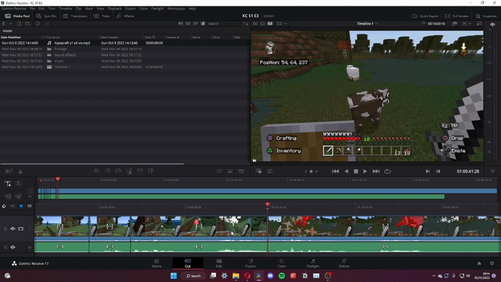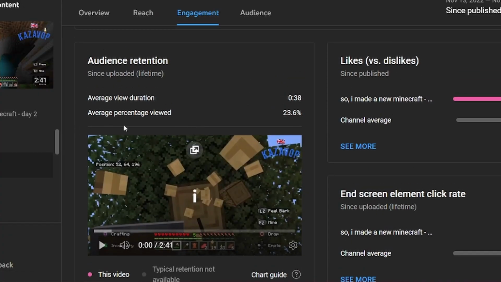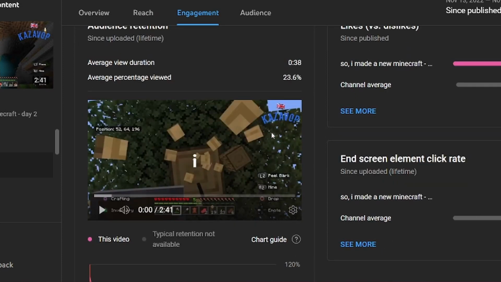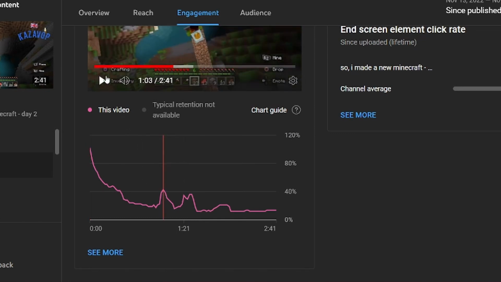necessary, or if they can be used as a retention spike on the graph. Alright, so this is my most recent video as of time of recording. Here's the retention graph. I know, dreadful. There are these spikes. So there's one here.